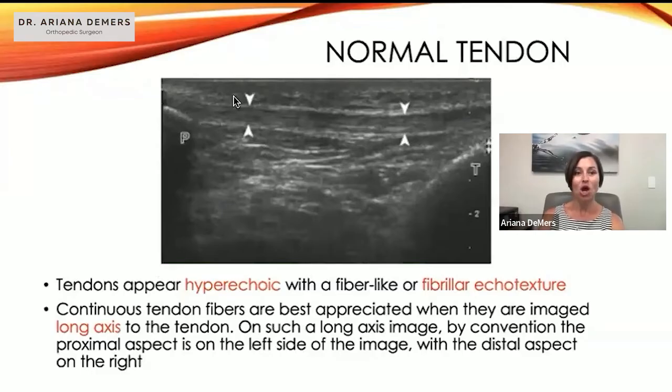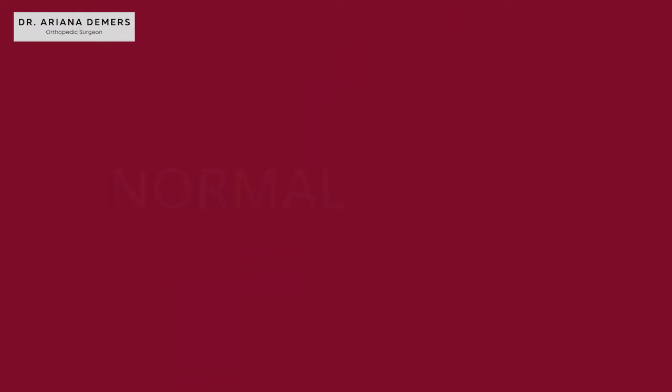Most tendons are best imaged in long axis. If you're an ultrasonographer, distal is to the right and proximal is to the left through here. So this is patella, this is tibia. That's just a way that ultrasonographers or injection-based therapy physicians sometimes orient the patient differently.